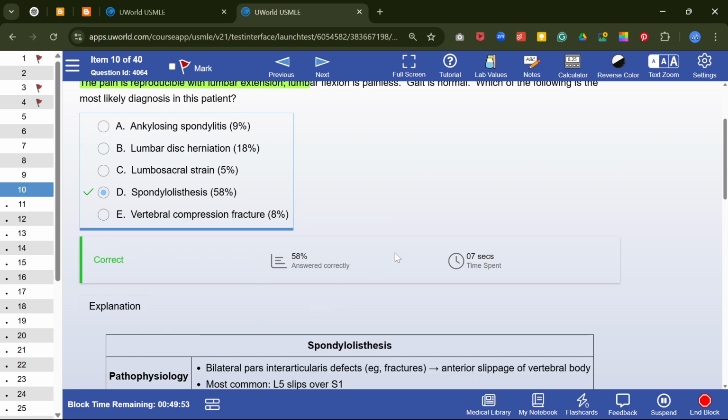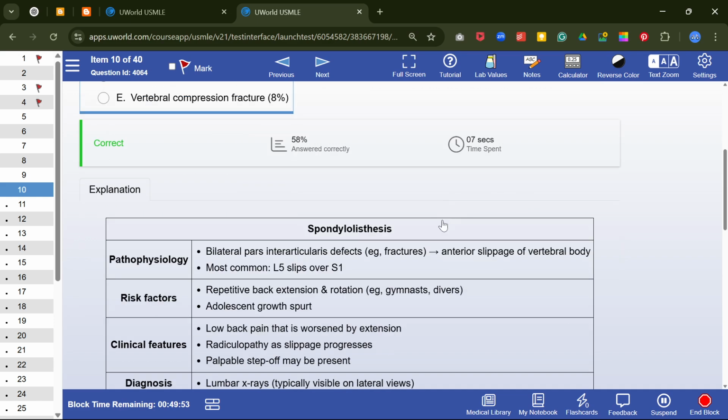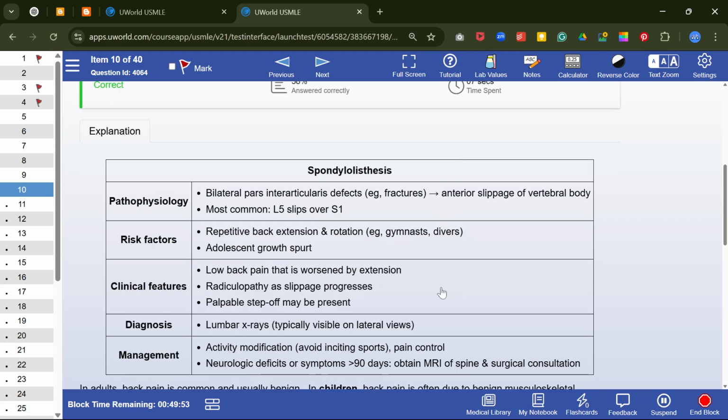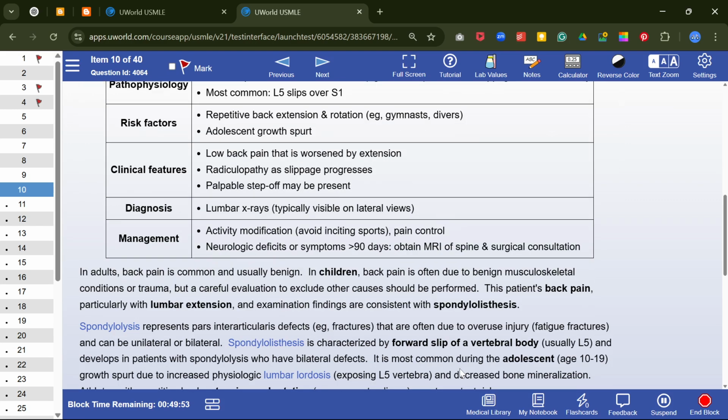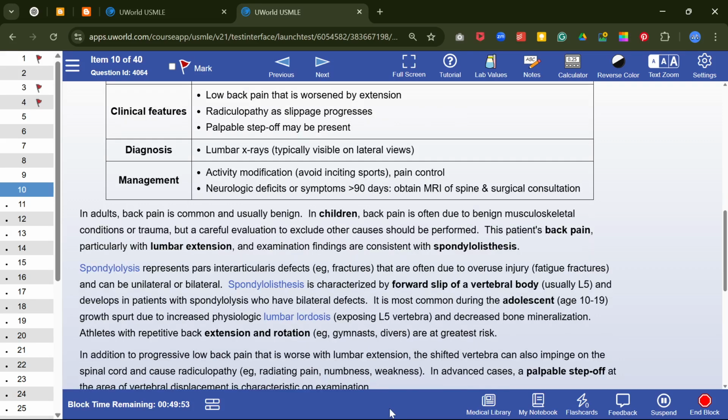Palpable step-off sign, very classic for spondylolisthesis, like if there is forward displacement of one vertebra. So if we palpate, there is a step-off sign in the lumbosacral area. Okay. In adults, back pain is common and is usually benign.